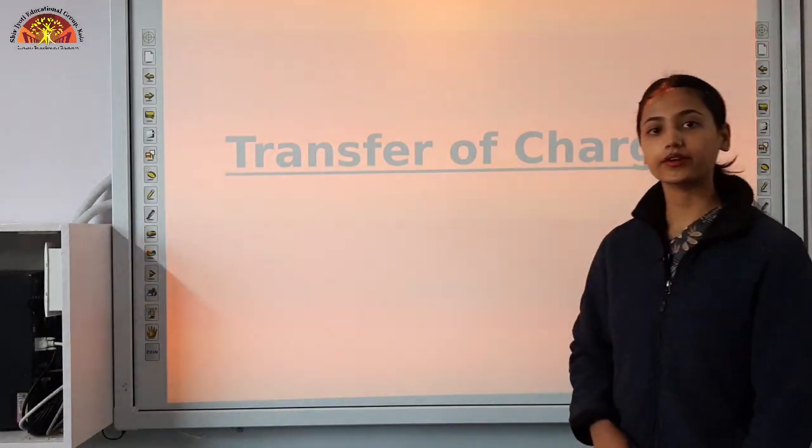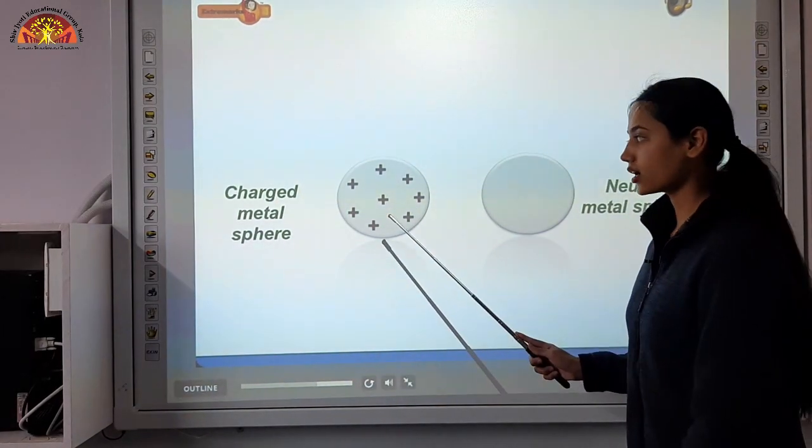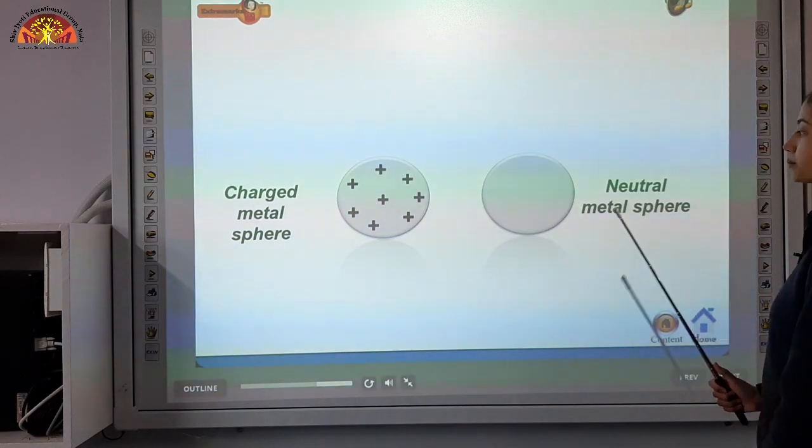The next topic, transfer of charges. Here we have taken two metal spheres, one is charged and the other one is neutral, that means uncharged.